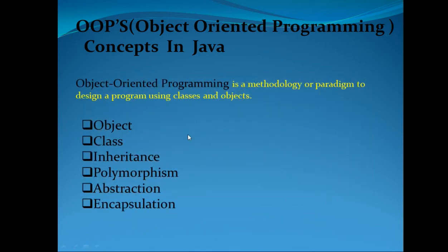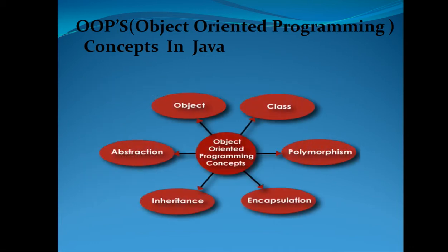Now, let's discuss the object-oriented programming concept in Java. Object-oriented programming is a methodology or paradigm to design a program using classes and objects. The object-oriented programming concepts are given below. These are object, class, inheritance, polymorphism, abstraction, and the last one is encapsulation. Here is the diagram of object-oriented programming concepts in Java. Please note this diagram. This is a very important diagram.